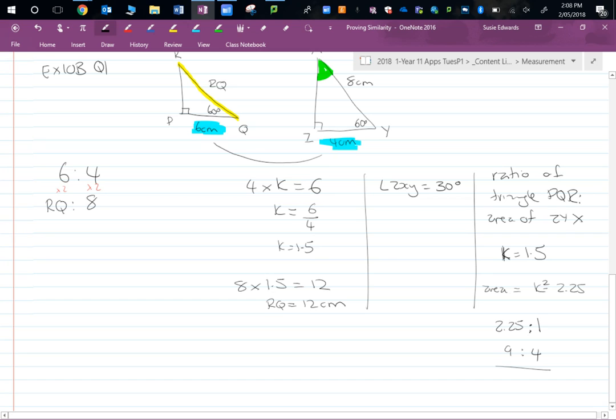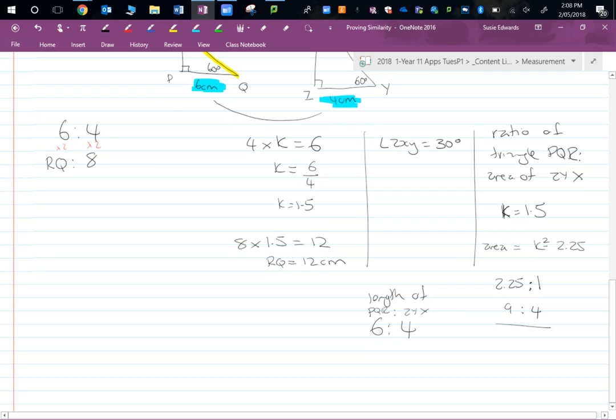Now, there's actually an easier way to answer this, though, when you look at these. If we look at our length ratio, you have to do it in the same order as the question says. So PQR, so we go 6 to 4. That's our length ratio, yeah? Length of PQR to ZYX. That's our length one. Now, what do we do when it's area? Instead of length, we square it.